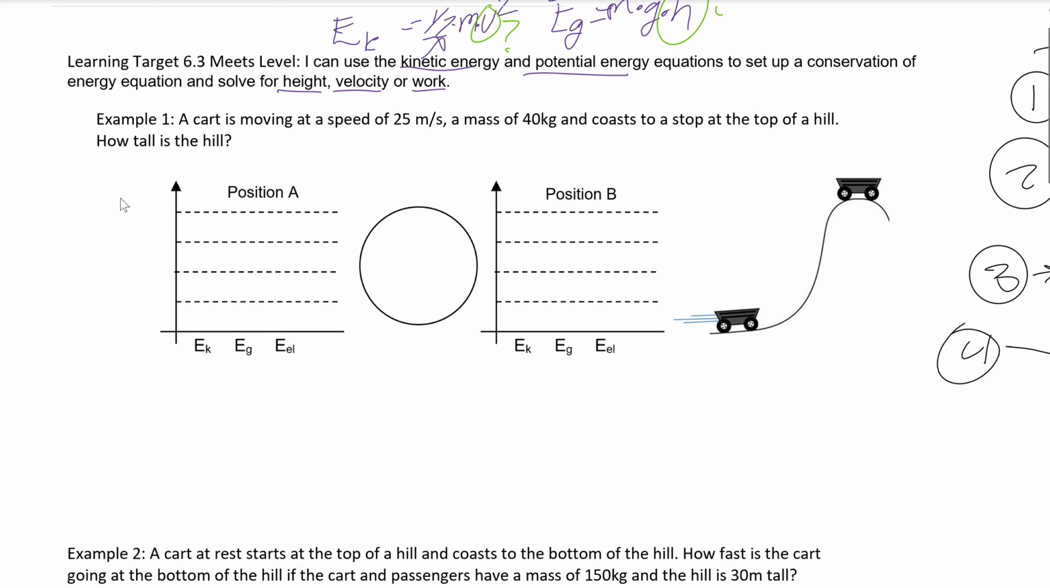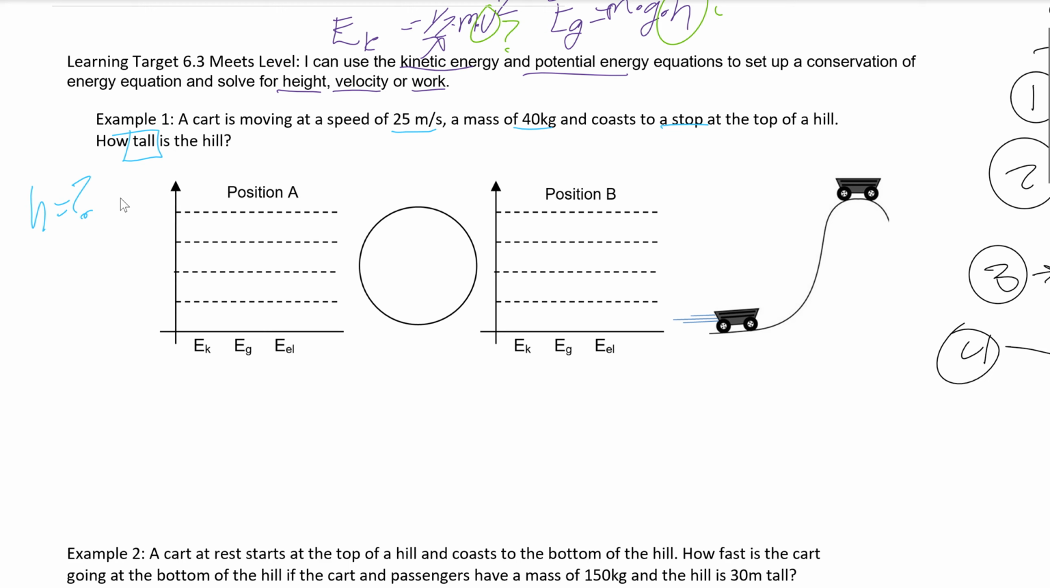All right, so example one, a cart is moving at a speed of 25 meters per second. It has a mass of 40 kilograms, coasts to a stop at the top of a hill. How tall is the hill? So per usual, pause the video, write everything down for this in your notes. And then once you have that done, go ahead and hit play. And once you've got that in your notebook, you want to underline the important things and then box in what we're going to try to solve the problem for. How tall is the hill? We're going to solve for h in this problem.